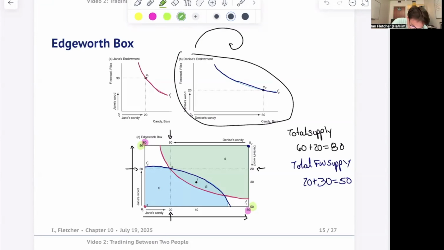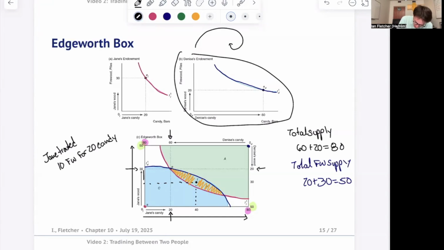There is this box in here, and I'm going to draw this in orange, where the two individuals could exchange goods back and forth in order to reach a more reasonable optimum. For example, suppose that Jane improved to 40 candy bars and decreased, so Jane traded 10 pieces of firewood for 20 candy.